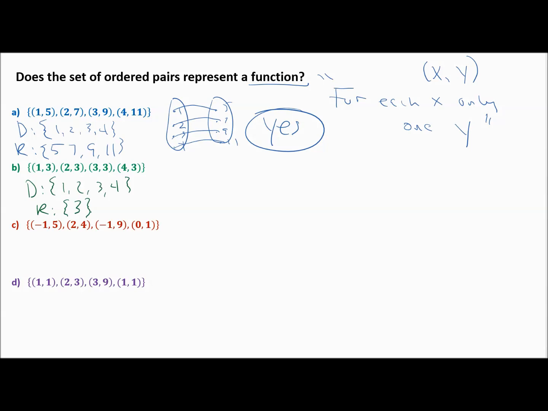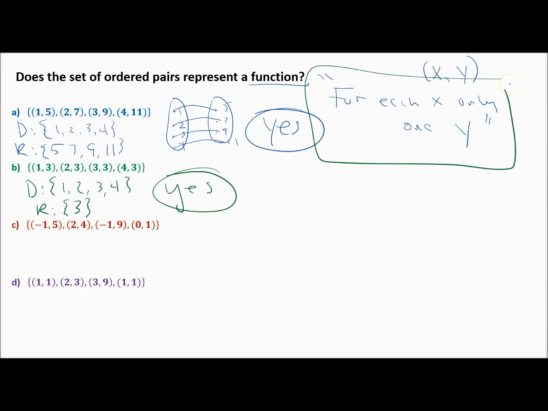Now, the question is, again, for each element in the first set, so for 1, how many answers do we get? Well, 3. That's the only answer. For 2, we only get one answer. It's 3. For 3, we'll only get one answer. It happens to be 3 also. And for 4, we only get one answer. It's 3. It is okay that these Y's repeat. It is okay that 3 is the answer for all of those input values. What's not okay is if we had an input or an X value that we got 2 different answers on. So this is yes, it's a function. Again, if I had to explain why, I could say for each X, there's only one Y.